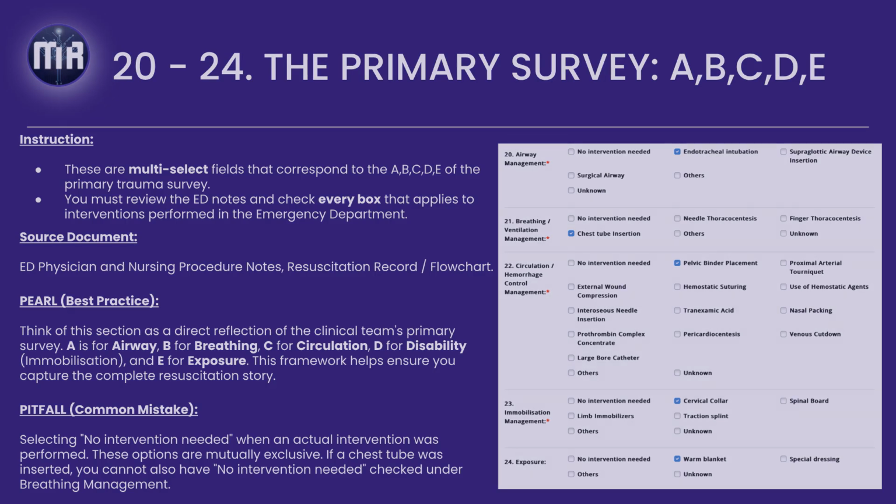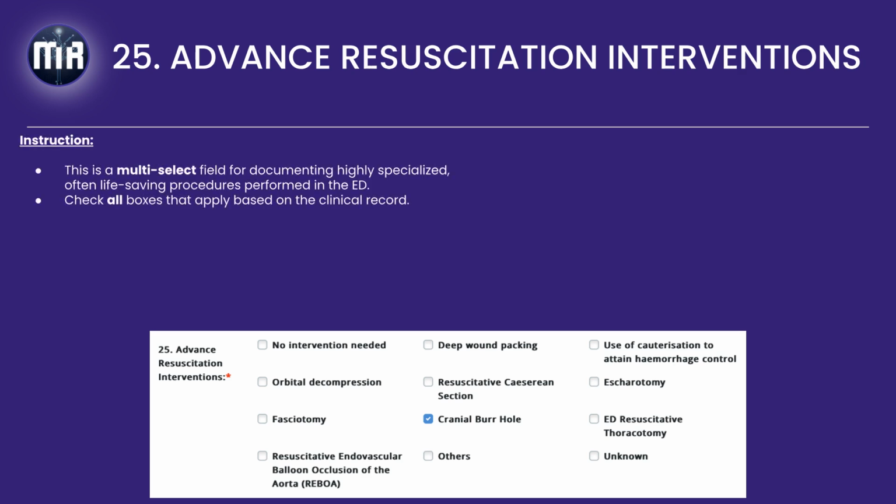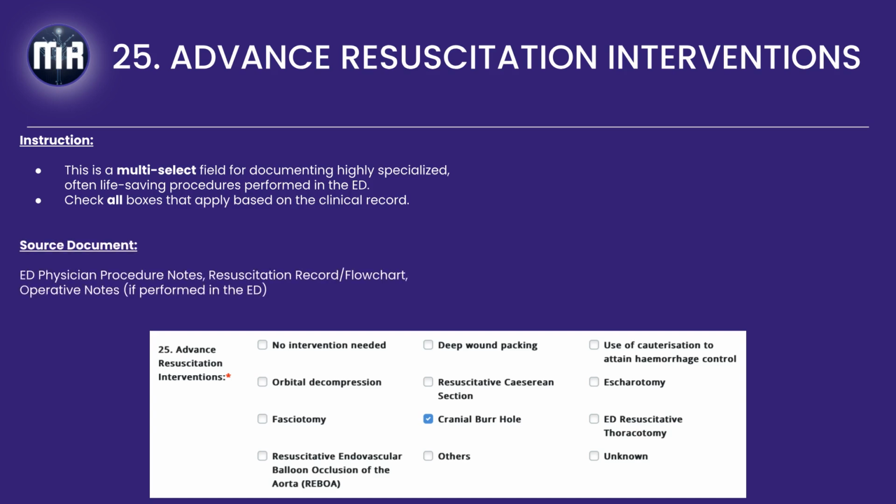We will now discuss the final intervention field in this section, field number 25, Advanced Resuscitation Interventions. This field is dedicated to capturing a specific subset of highly specialized and often life-saving procedures that may be performed in the emergency department for the most critically injured patients. As with the previous intervention fields, your instruction is to treat this as a multi-select checklist. You must review the ED physician's procedure notes or the resuscitation record, and check all the boxes that apply.